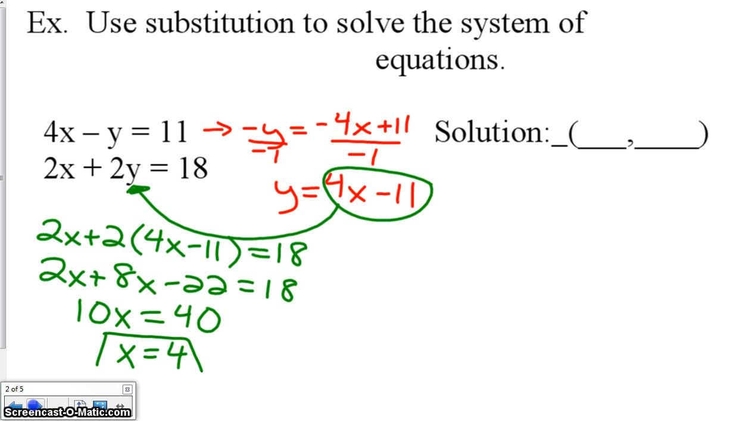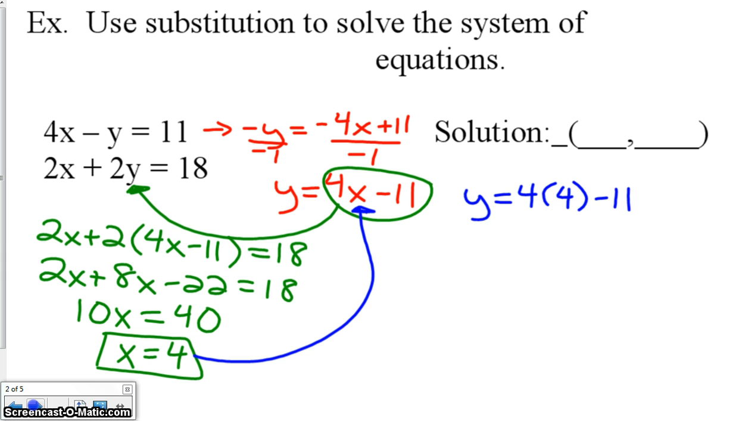Once we know what x equals, we can take that information and plug it back into the equation where we have a variable by itself. This will allow us now to solve for y. So y now equals 4 times 4 minus 11. So y is going to equal 5. Once we have what x and y equals, we can write our solution as an ordered pair. So our ordered pair is going to be 4, 5. And that is the solution to our system of two equations.